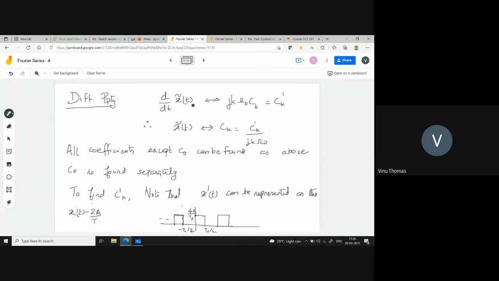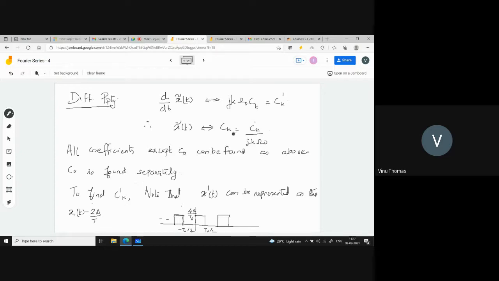So x tilde of t will have a Fourier series given by ck, which is equal to ck dash divided by jk omega 0. Don't read the dash as differentiation. You are not doing any differentiation here. I just want to use a different notation for the new Fourier series coefficient of the derivative of x tilde of t. This is not differentiation.